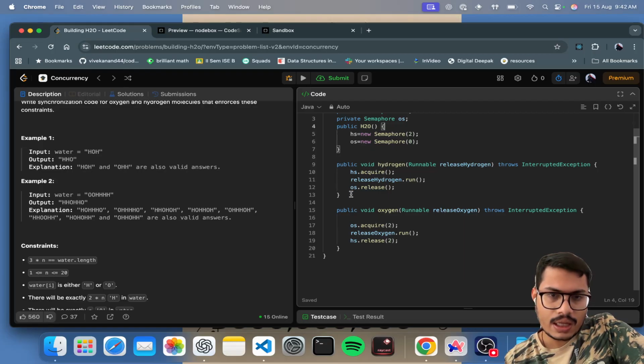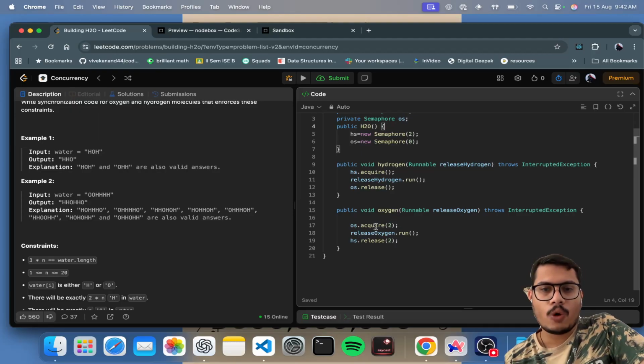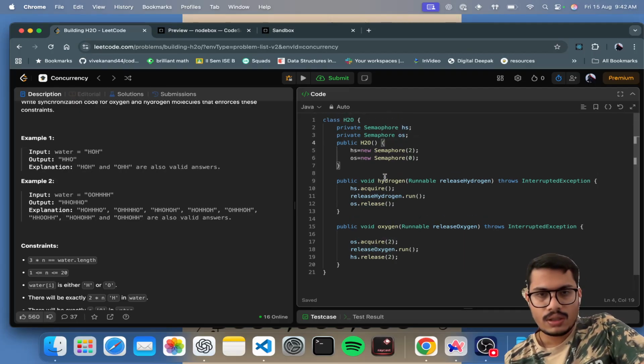So if I acquire the lock at oxygen with two, who will release it? In the hydrogen function, the release of the oxygen semaphore has been written. When this function is called two times, the release will also be called two times, so this will be cancelled out. The acquire will be opened only when I release the oxygen semaphore two times. This is what the edge case was. And whenever oxygen is released, I'll also release hydrogen by two. This indicates that next time, two hydrogen can be consumed.